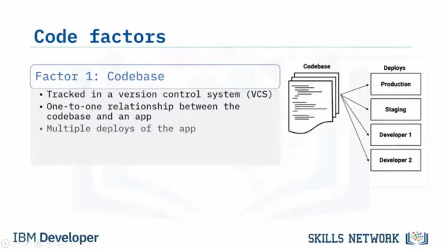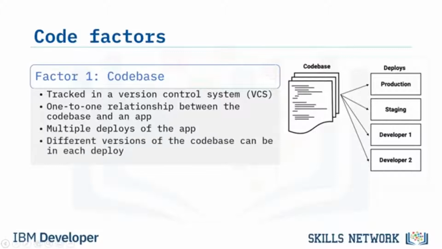However, there will be multiple deploys or instances of the app. While the code base is the same across those deploys, different app versions can be present in each deploy. For example, dev or test environments can have changes that have not yet reached production.